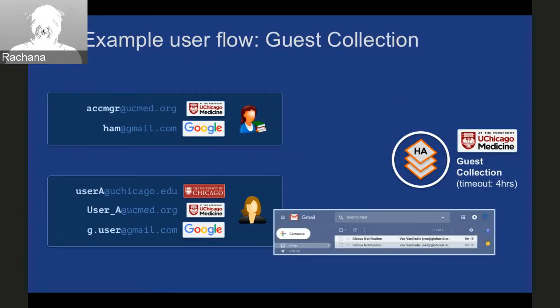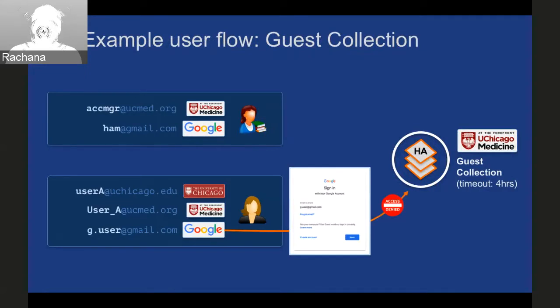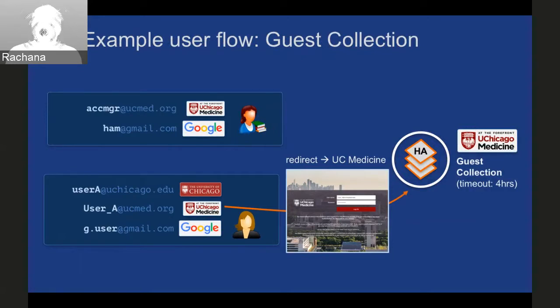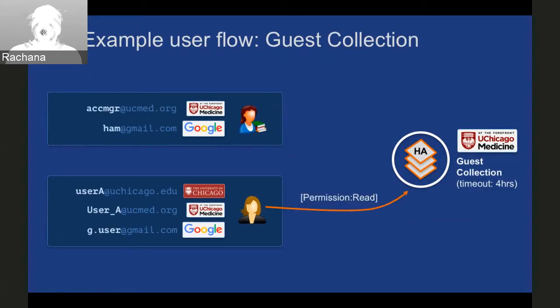If the user then gets an email, that's how Globus sharing works, and the user authenticates with an identity, for example, their Gmail, access will be denied. And the user will be redirected back to their UC Med identity because that's the policy on this HA collection. And once the user authenticates with that, they will have the permission to access the data, right? So essentially, we are enforcing a very specific identity within a timeout, within a session.